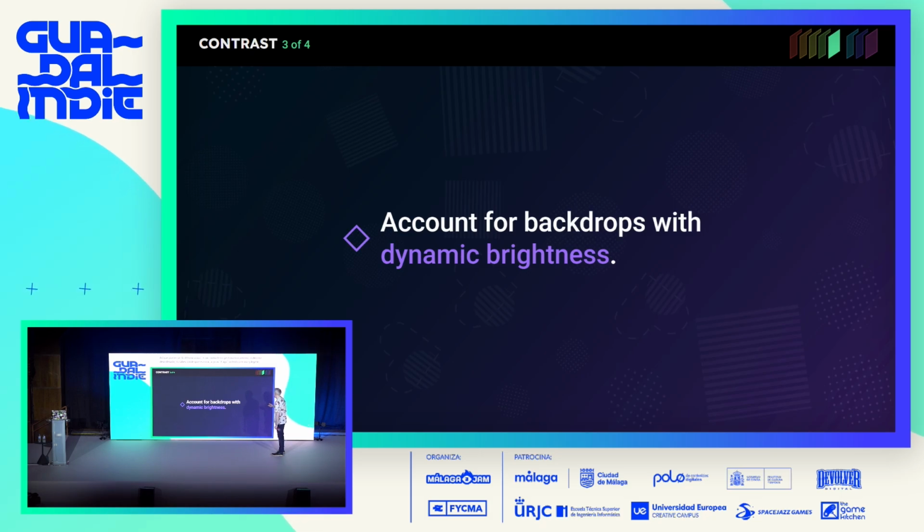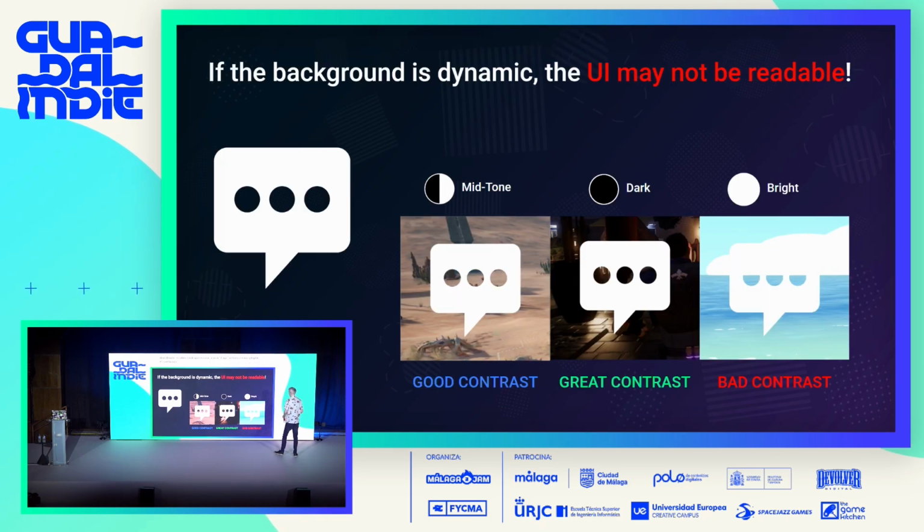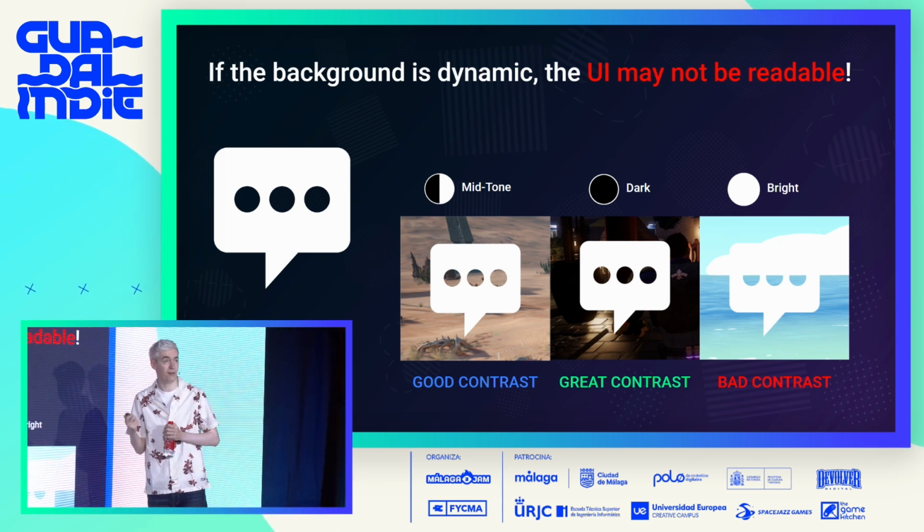Number 3, account for backdrops with dynamic brightness. So the HUD is a really tricky one, because obviously, like a piece of paper, you can put an overlay on that and be done. But with a HUD, gameplay changes all the time. You've got daylight, day and night cycles. You've got caves and bright lights and all that kind of stuff. So making sure that the HUD is visible at all times can sometimes be a real struggle.